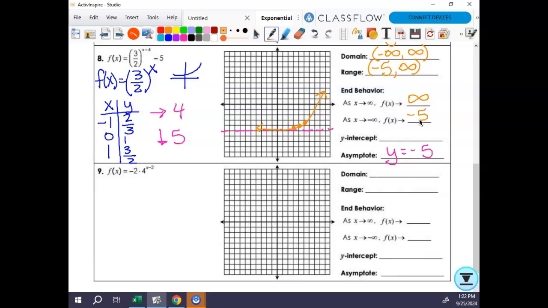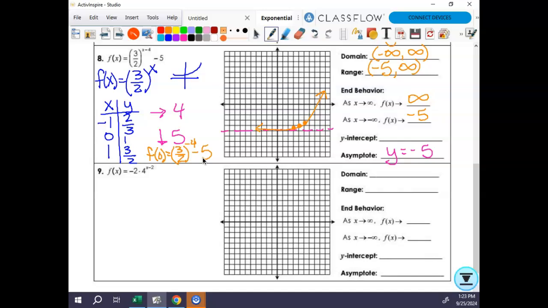Am I going to have to actually do something to find my y-intercept? Yes, it looks like I am. And I wrote real big, so I don't have a whole lot of room, but that's okay. So I'm going to find f of 0, which is 3/2 to the 0 minus 4 power, which is really to the negative 4 power, right? Minus 5.